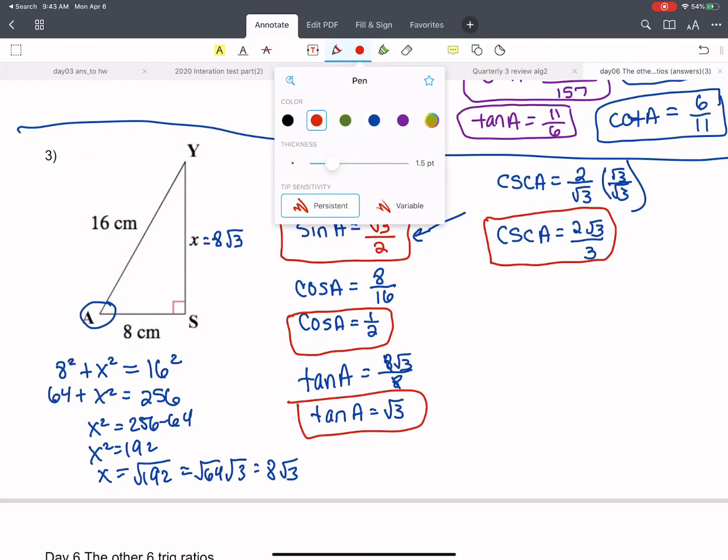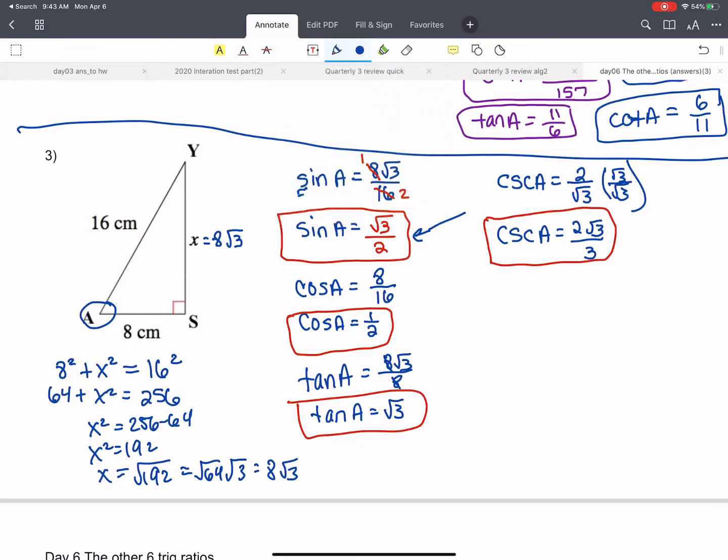Now let's get to the other ones. The one that goes with cosine, the reciprocal of cosine, is secant of A. Secant of A is the reciprocal of this one. I can do the reciprocal of 8 over 16, or I can do the reciprocal of 1 over 2. So I'll just say 2 over 1. So secant of A is 2.